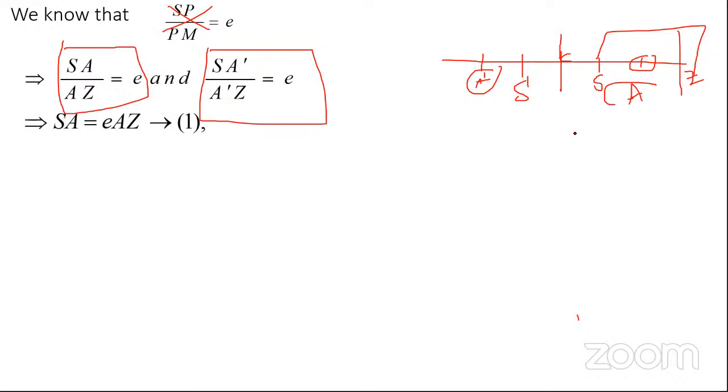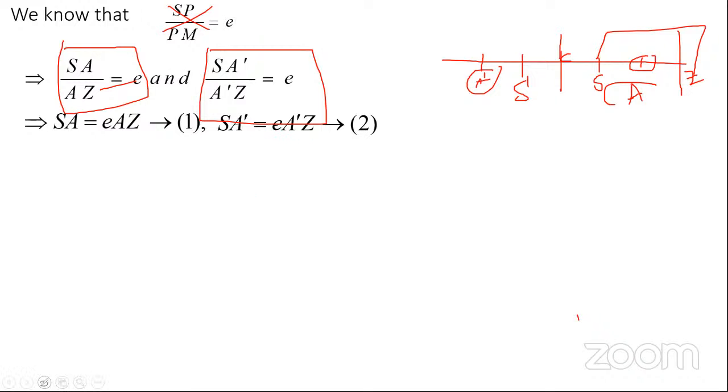Then SA equals e times AZ, just cross multiplying. This is equation number 1. And SA dash equals e times A dash Z, which is equation number 2.